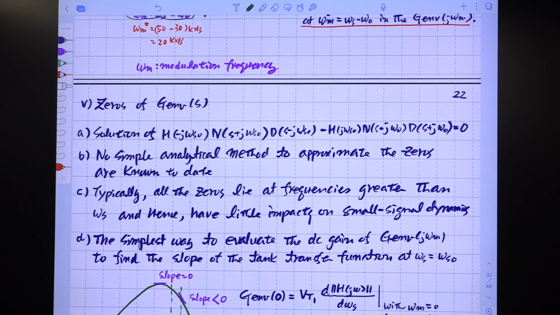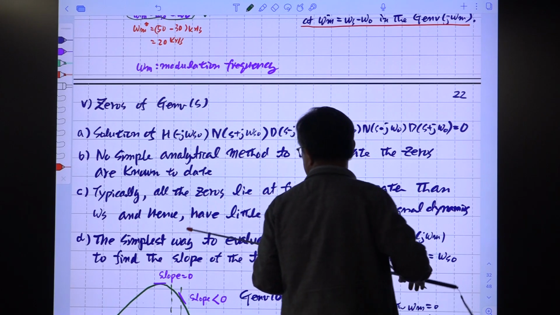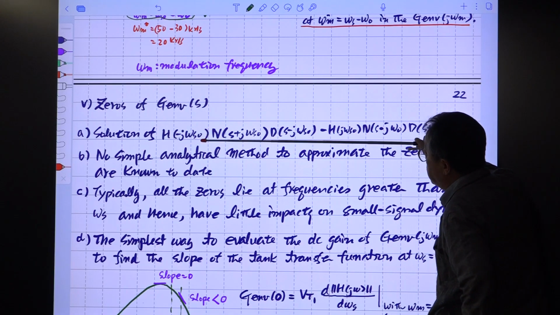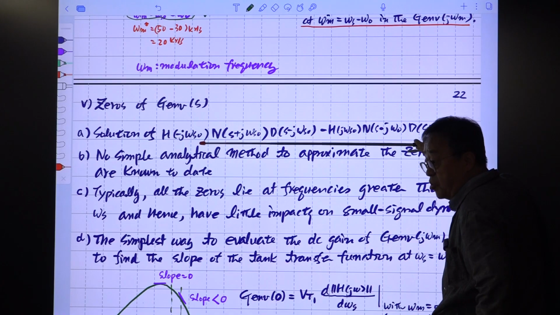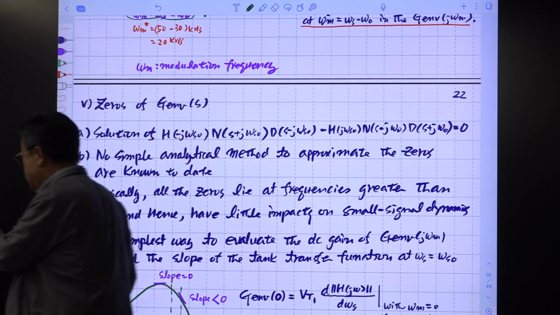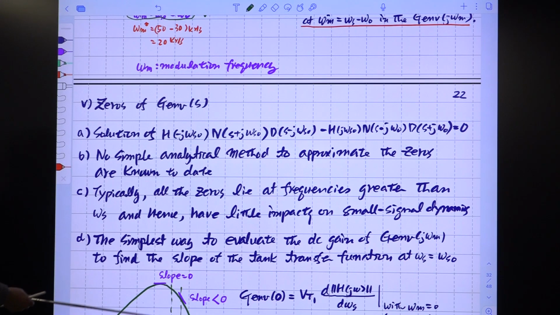But we know this. That typically all the zeros, okay, roots of this one equals 0, are located at frequencies much greater than the switching frequency omega s. So it occurs at very far higher frequencies. So it does not affect the dynamics of this transfer function. We ignore this. Okay. We don't bother about this. Okay. So there are some zeros, but they usually occur at very high frequencies. So it does not affect the dynamics much. Right. So this is the good news.